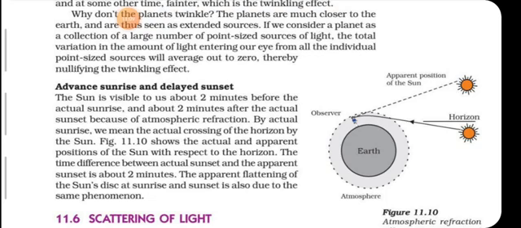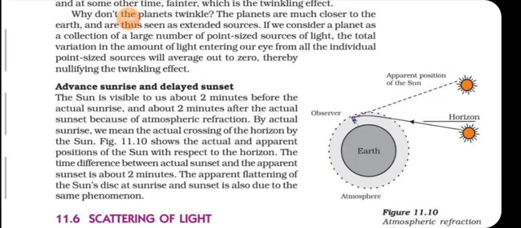The sun is visible to us about 2 minutes before the actual sunrise and about 2 minutes after the actual sunset because of the atmospheric refraction. Fine students, the sun is visible to us about 2 minutes before the sunrise and about 2 minutes after the actual sunset because of the atmospheric refraction.